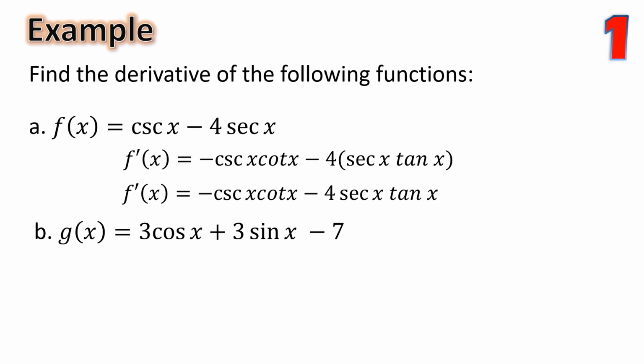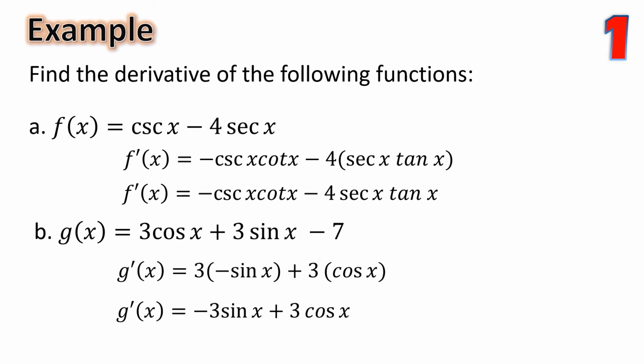Next, letter B, g of x is equal to 3 cosine x plus 3 sine x minus 7. So we have g prime of x equal to 3 times the derivative of cosine x, which is negative sine x, plus 3 times the derivative of sine x, that is cosine x. And then the derivative of a constant is 0, so the derivative of negative 7 is 0. For our final answer, we have g prime of x is equal to negative 3 sine x plus 3 cosine x.